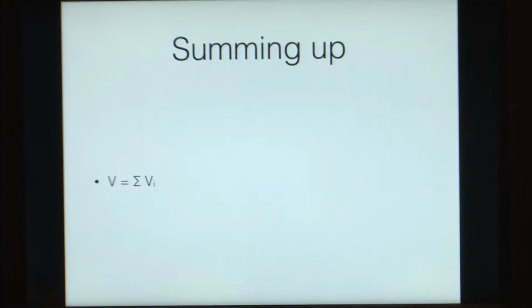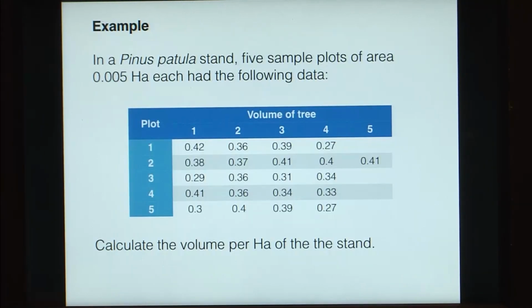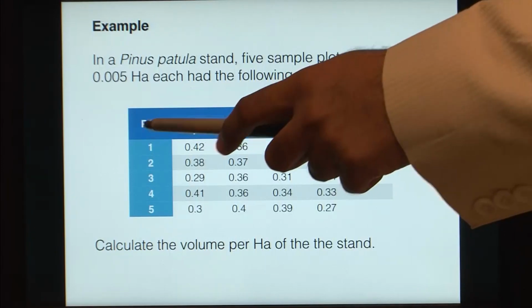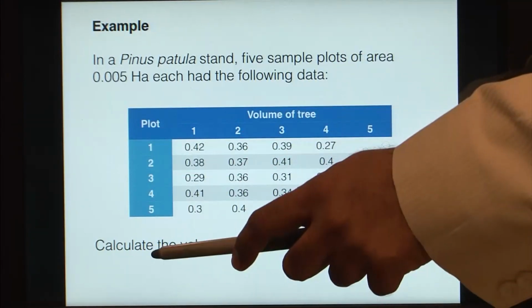One of the simplest methods is to sum up all the volumes. If you have a number of volumes, you can just add them up to get the volume of the stand. Let us look at an example. In a Pinus patula stand, 5 sample plots of area 0.005 hectares each had the following data. So, these are sample plots 1, 2, 3, 4 and 5.